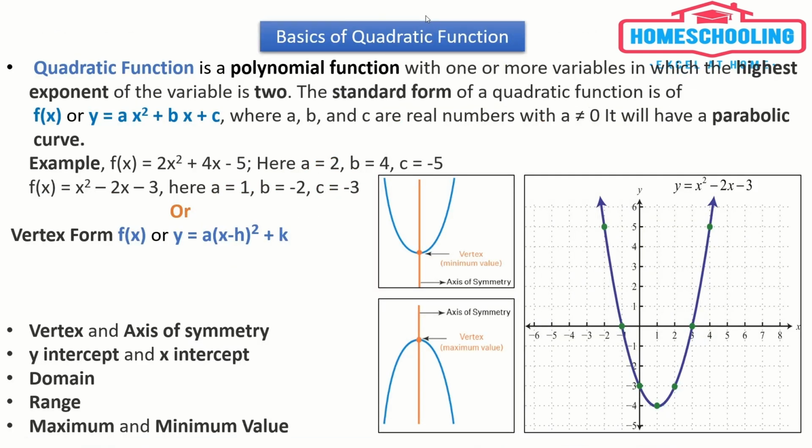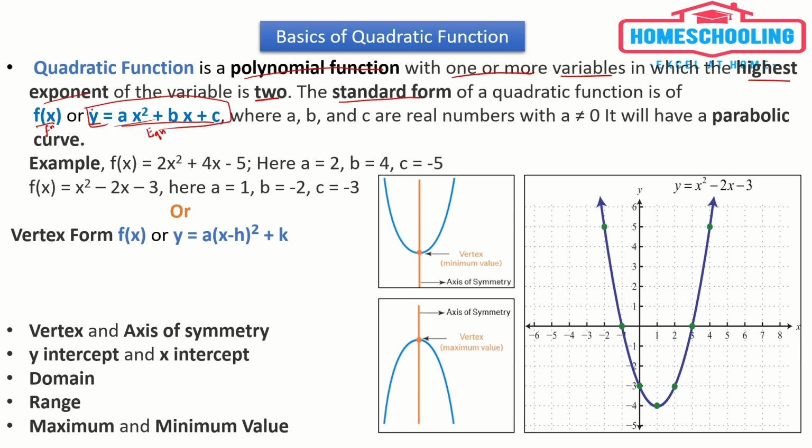Now we're going to start the basics of quadratic function. So what is a quadratic function? A quadratic function is a polynomial function in which the highest exponent of the variable is 2. The standard form of a quadratic function is given as either f(x) = ax² + bx + c, or y = ax² + bx + c. When f(x) = ax² + bx + c is given, then it is a quadratic function. When y = ax² + bx + c is given, then it is a quadratic equation.